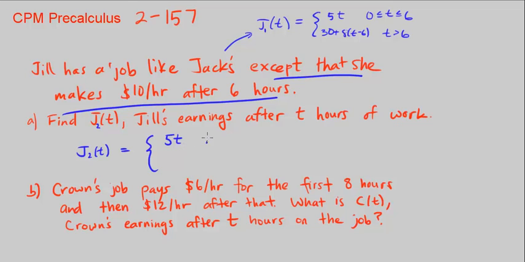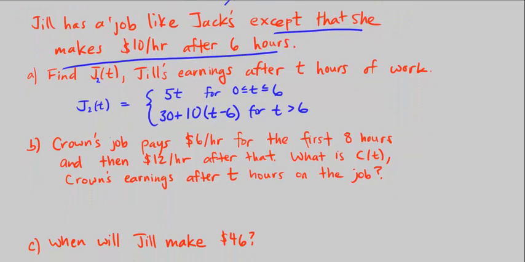Her income is 5t for 0 is less than or equal to t is less than or equal to 6, right? But after that, she's going to be making not $8 an hour, but 10. So we know that at t is equal to 6, 5 times 6 is 30. That's how we got this initial point. So it's still going to be 30 plus, and now instead of 8, it's going to be 10 times (t minus 6), for t is greater than 6. All right? So that right here is Jill's earnings after t hours. And again, it's a piecewise defined function.